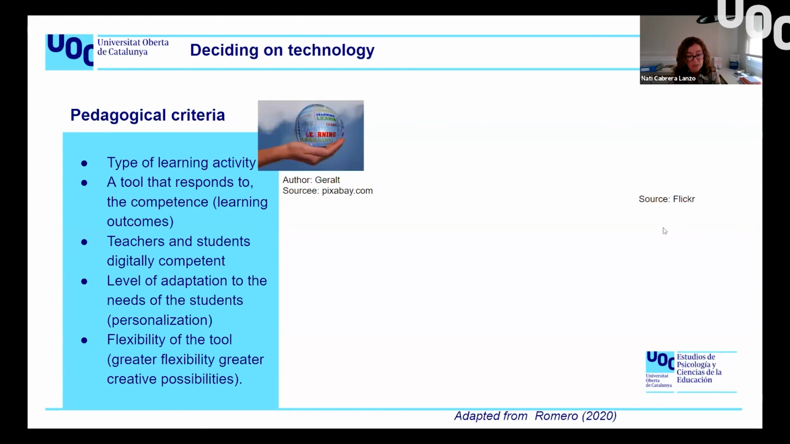The first thing, as we have been saying through the presentation, is to take into account the pedagogical criteria, which have to do with the type of learning activity, a tool that responds to the competence learning outcomes we want to develop to achieve. Teachers and students must be digitally competent, at least at a basic level. We have to check the adaptability of the tool to different needs, specifically the needs of the students, personalization, and also check the flexibility of the tool, greater flexibility, greater creative possibilities, both for teachers and students.